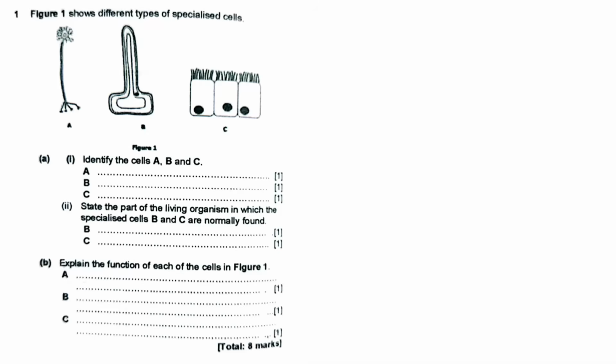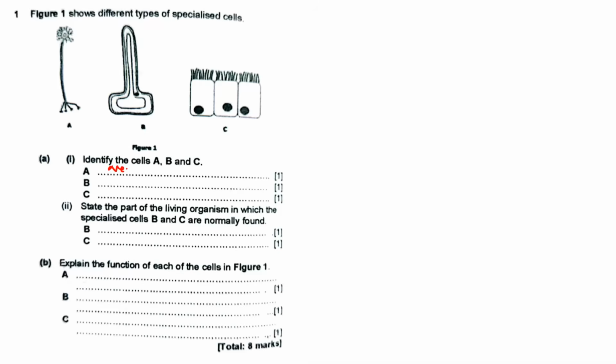Figure 1 shows different types of specialized cells. For space purpose, I'll put the answers here. So this is the answer 1. Or even here it can fit. Identify the cells A, B, C. This is easy. Identifying the cell.